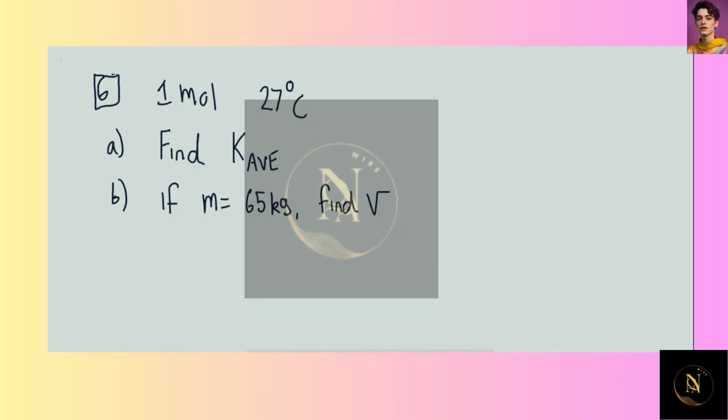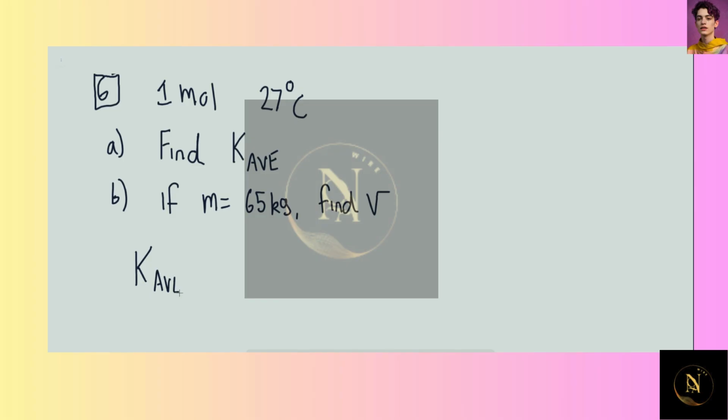Okay, in this problem, we're going to be finding the total kinetic energy in a mole of gas at 27 degrees Celsius. And then we were asked to find the equivalent speed of a person, about 65 kilograms in mass, running, that would have the same kinetic energy as that mole of gas.